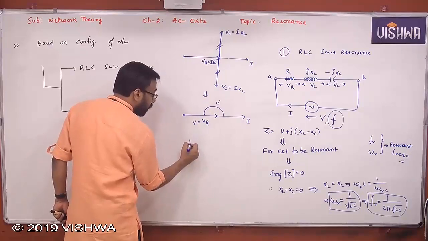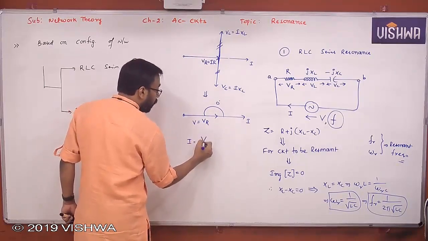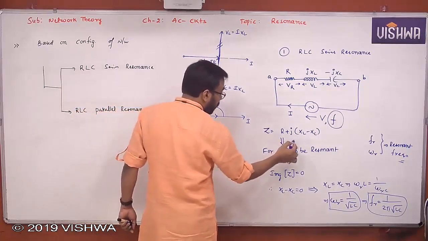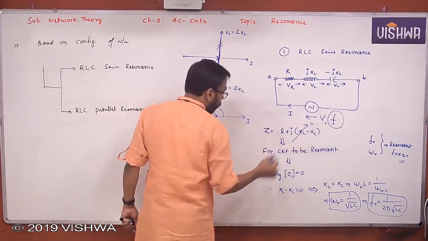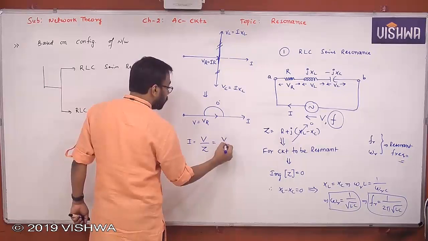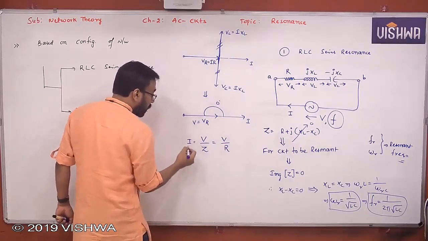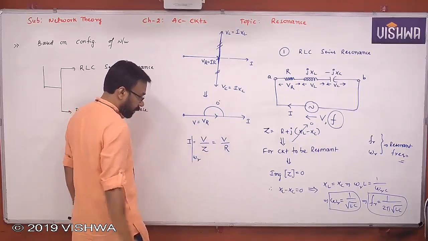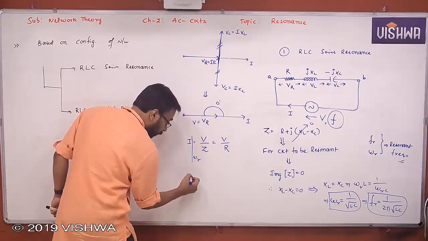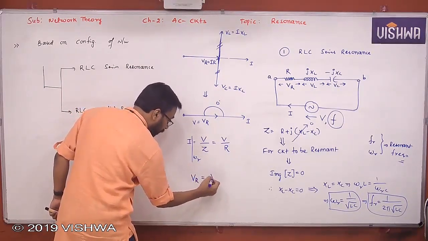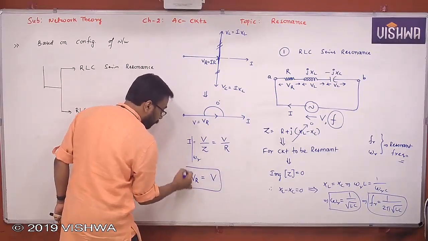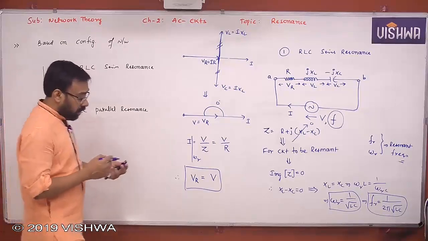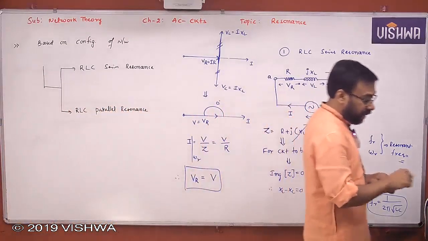So I, the current, will be V by Z, but you know that at resonance, this part is what? 0. Therefore, this becomes V by R. I when omega is equal to omega R. Understand all of you? Okay. So VR will become V at resonance. Understand all of you? Okay. So this is very, very important here. And please note down, I will discuss important characteristics.